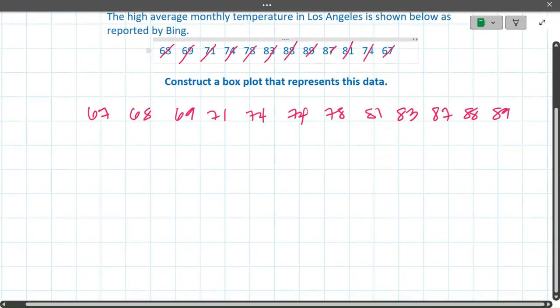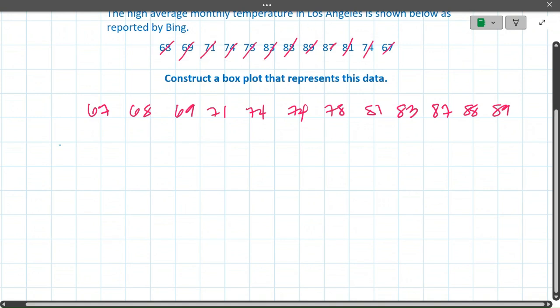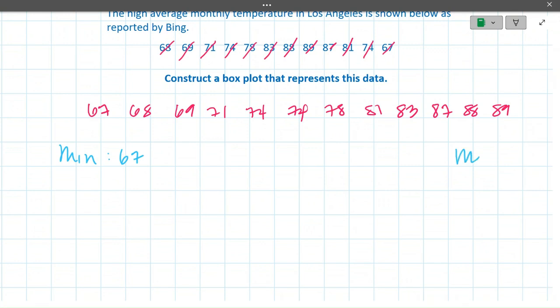So we are going to start by finding our 5-number summary. Our minimum is 67. Our maximum is 89. This data set is about monthly temperatures. There's 12 months in a year. So I know that if I divide 12 by 2, I'm going to land on the 6th value. So I'm going to count in on 6: 1, 2, 3, 4, 5, 6.